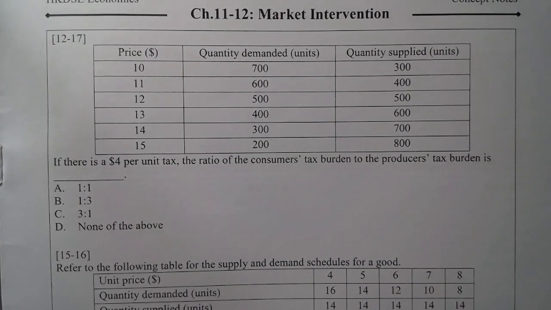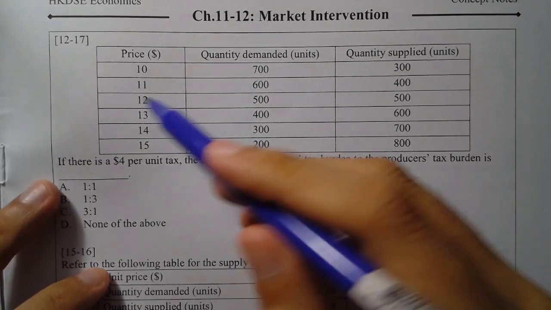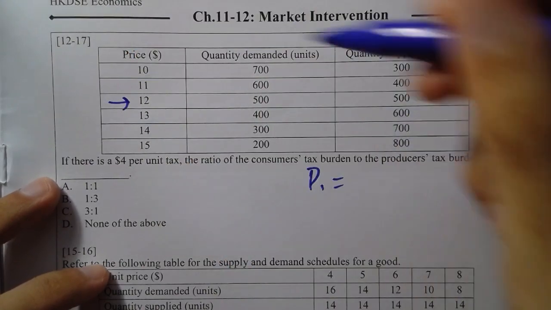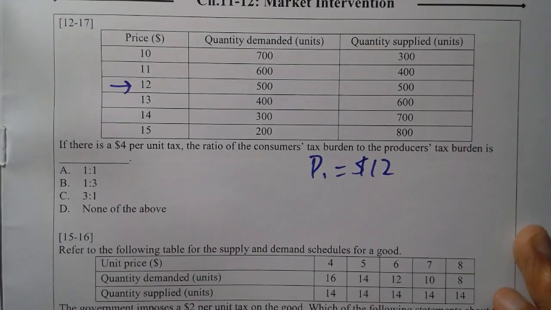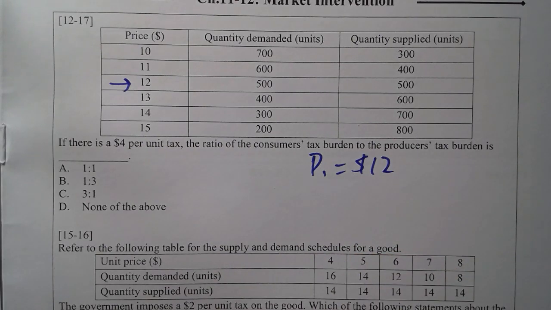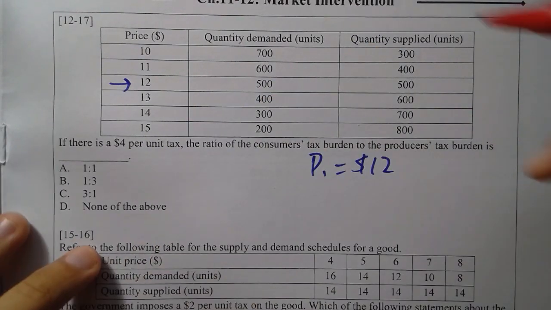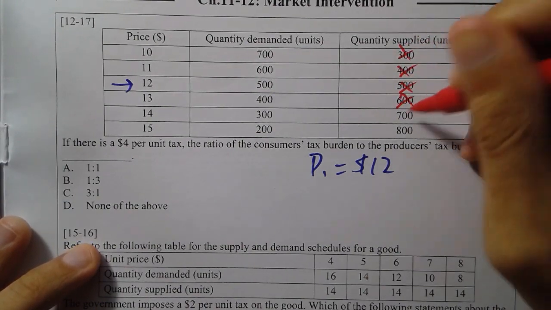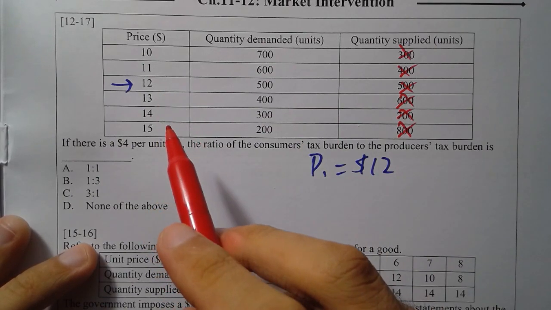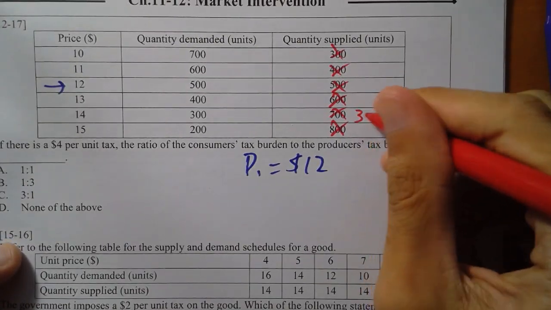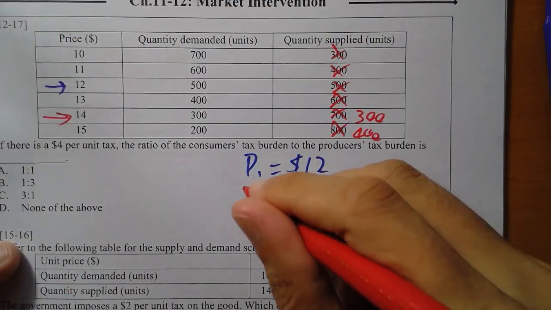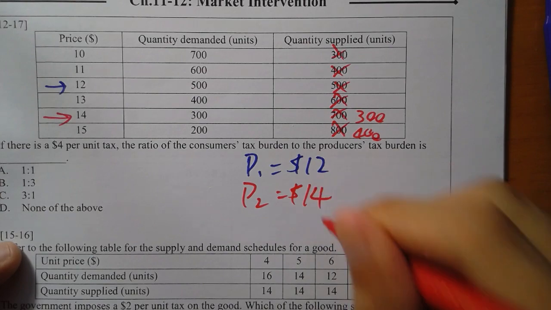Now here again, they give you the original situation. Okay, now remember, original price here should be 12, right? $12. Now with a $4 per unit tax, now we need to do something with the QS. Cross them all out. Because of the $4, they were willing to supply 300 at $10, but now it takes $14, because of the extra $4, right? 300, 400, etc. The new price P2 would be 14.